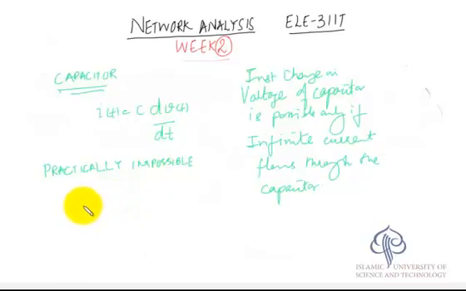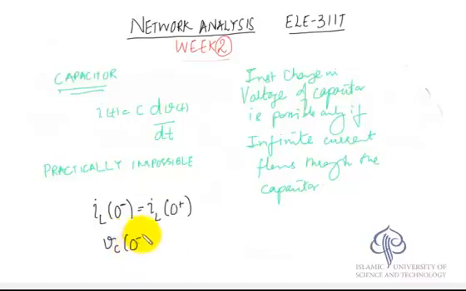That is why in all the cases in which the sources don't contain impulses or derivatives of impulses, we will be following this general principle that the inductor current is not going to change instantaneously and the capacitor voltage is not going to change instantaneously. That is, the current before switching in the inductor is going to be equal to the current after switching in the inductor, and the voltage before switching in the capacitor is going to be equal to the voltage after switching in the capacitor.